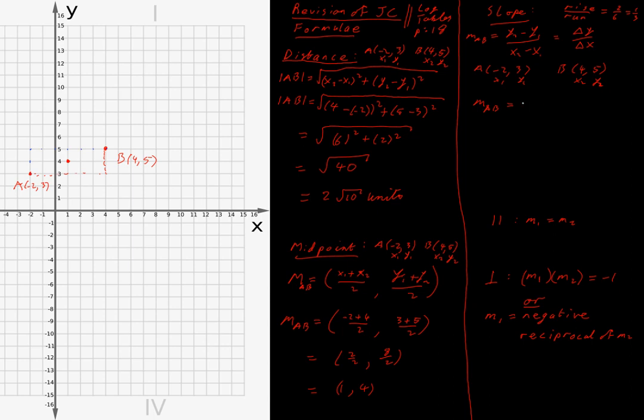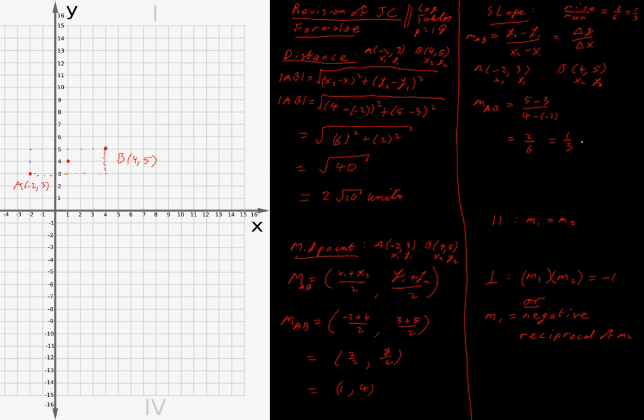So I have y2 minus y1 all over x2 minus x1. Again, I'm subtracting a negative number. I make sure that I have my brackets put in so that I don't make an error. I end up with 2 over 6, which simplifies to 1 over 3.